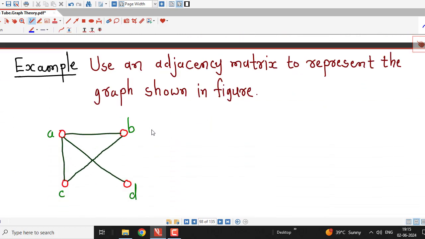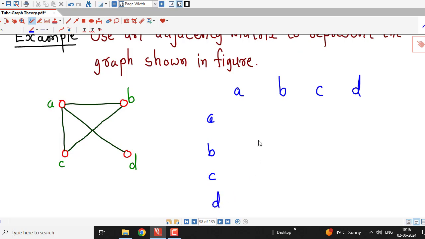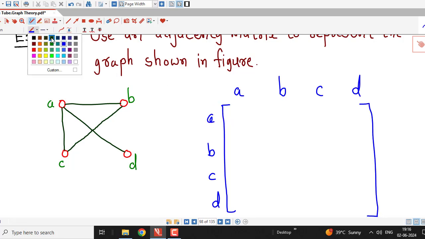I have taken another example. Use an adjacency matrix to represent the graph shown in this figure. So here also we can easily write down the adjacency matrix. There are 4 vertices here, A, B, C, D. So we can use this listing of vertices A, B, C, D, and then the adjacency matrix is a 4 by 4 matrix. Now I have to check whether there is an edge from A to itself. No edge from A to itself.